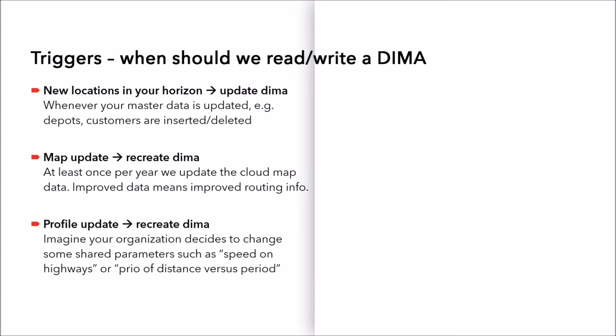The next thing is whenever you want to update your profile. Imagine your central corporate organization decides to change some kind of parameters, like the speed on highways or the priority of distance versus the period. Then you may have to recreate your distance matrix. For this, I recommend, as I said, to use the asynchronous protocol. There's a little diagram on the side.